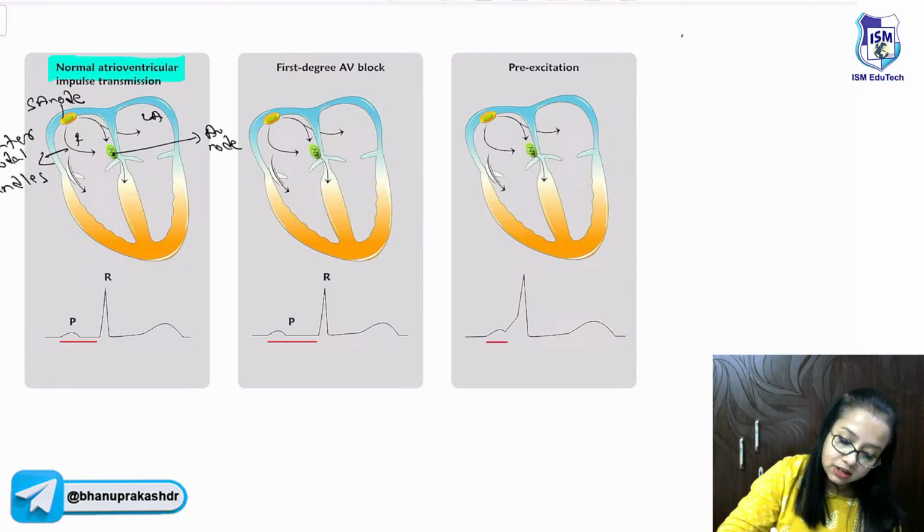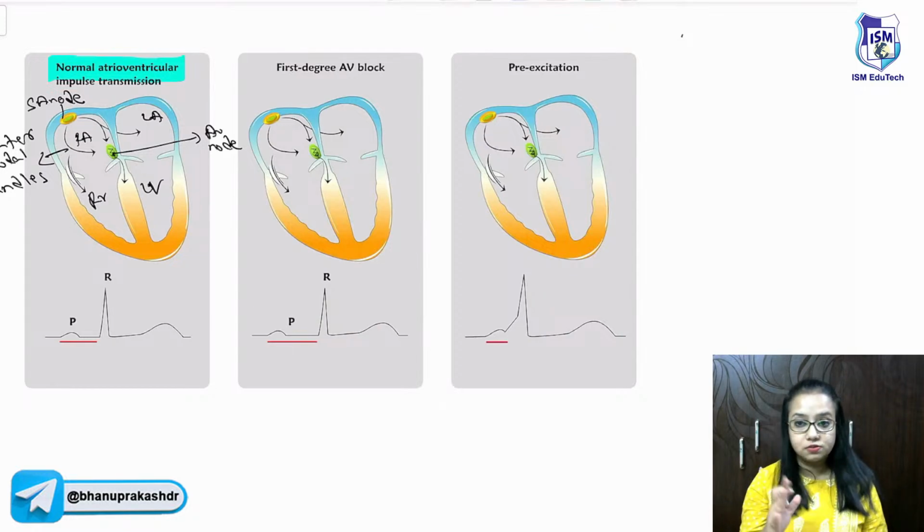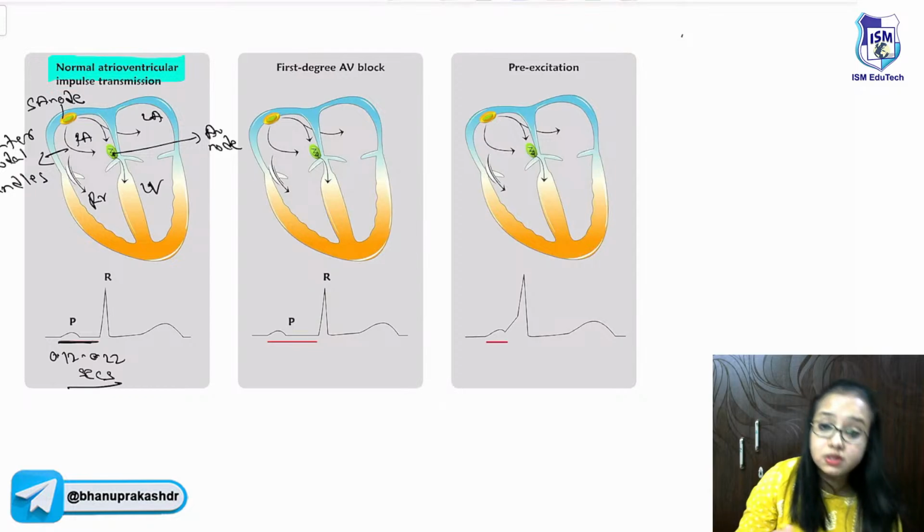This is right atrium, left atrium, and this is the right ventricle and left ventricle, and it follows the normal pathway that we studied, through the bundle of His, bundle of Purkinje fibers, the fascicle. It is transmitting the depolarization wave to the ventricles. And here we see the normal PR interval of 0.12 to 0.22 seconds. This is the normal scenario.